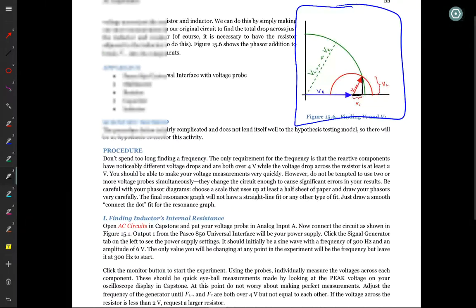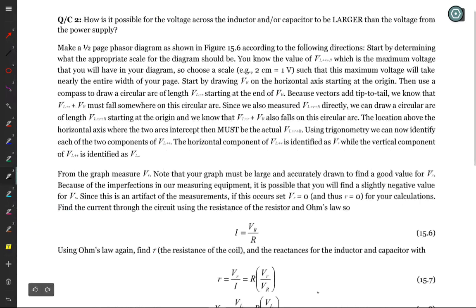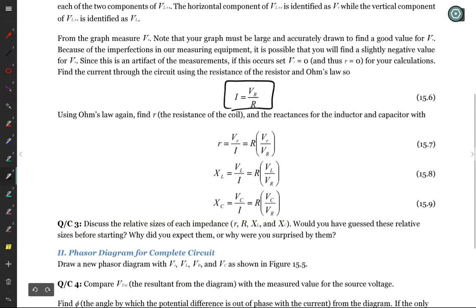Once you have done that, then you can calculate, first of all, what the current is through the circuit by just using Ohm's law with the resistor. And then using that, you can calculate what the little resistance actually is from the voltage you measure for the resistive drop on the inductor, what the inductive reactance is, and what the capacitive reactance is. Then using your frequency, you can calculate what the inductance and the capacitances are.